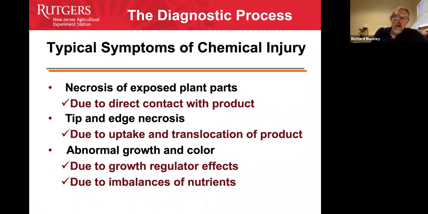So what about chemical injury? Chemical injury looks a lot like physical injury, because some chemicals are taken up and moved out to the edges and burn and kill the tips and the edges, right? But we also have chemicals that burn based on contact, and we also have materials that affect growth, right?